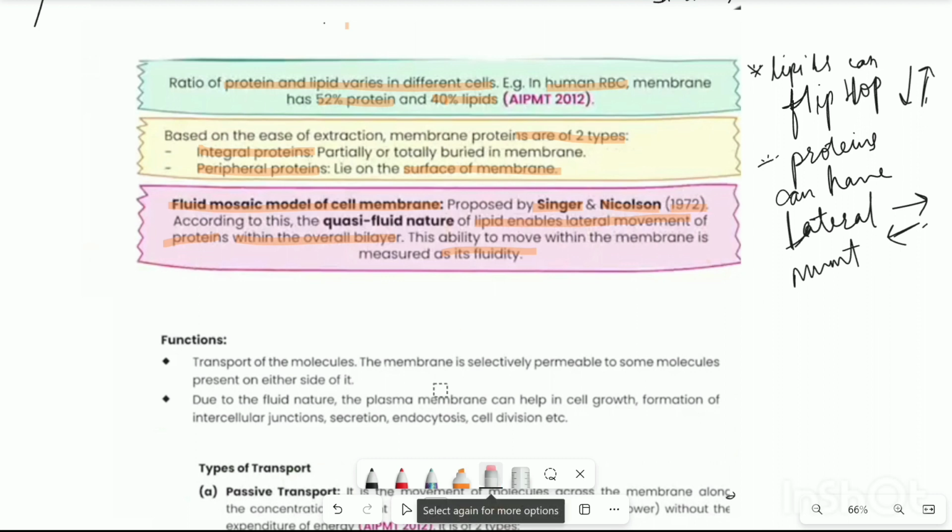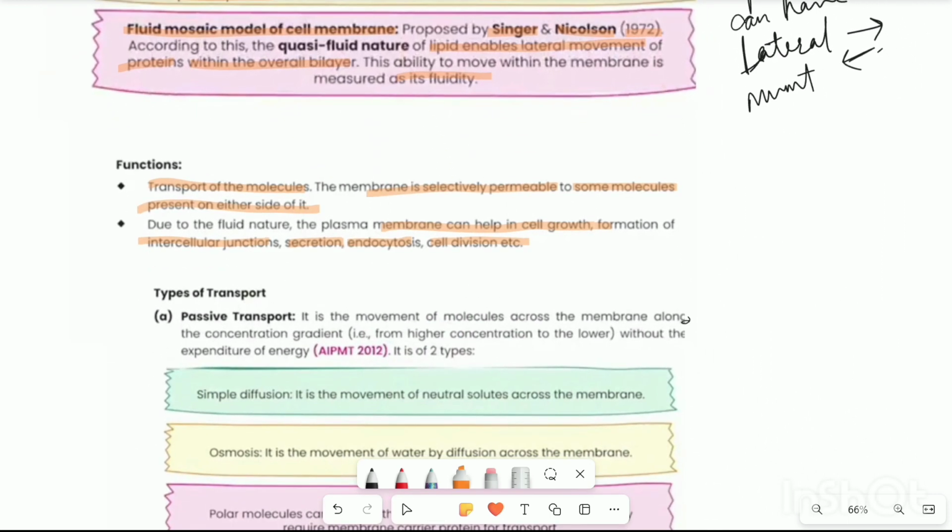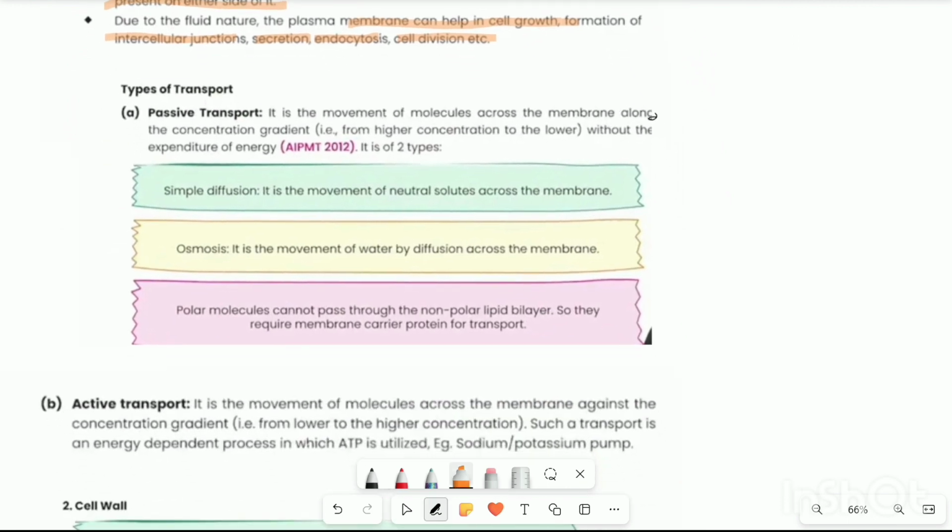The functions: the transport of molecules. The membrane is selectively permeable. This cell membrane is selectively permeable, which means it chooses which molecules to allow, as some molecules are present on either side of it. And due to this fluid nature, plasma membrane can help in cell growth, formation of intracellular junctions, secretion, endocytosis, and also cell division, etc. Now, how does this transport of molecules occur? There are two types of transport. First is passive transport.